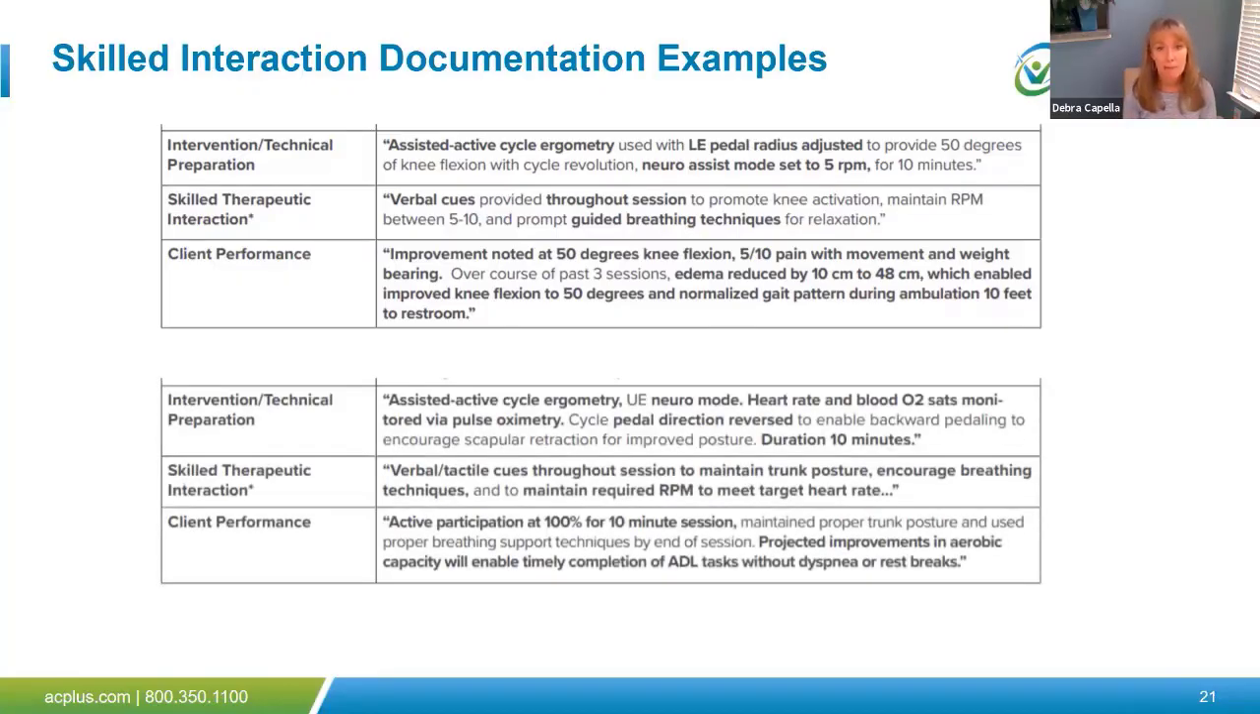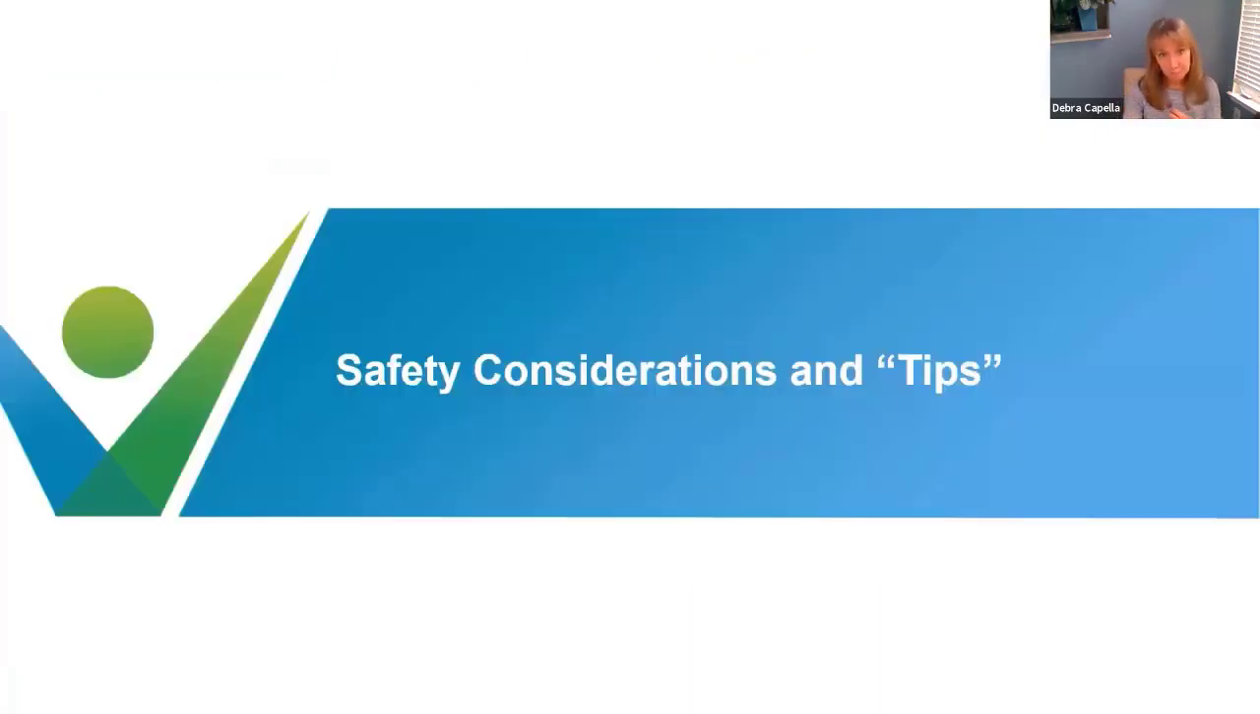Here's another example where we're talking about heart rate, right? So I'm doing the active assisted upper extremity, heart rate and blood O2 sats were monitored with pulse ox. The patient was doing the reverse to enable backward pedaling to encourage postural muscles. They did it for 10 minutes. This is what I did as a therapist, right? Cueing them to maintain that posture, to encourage the breathing techniques, to meet that target heart rate goal with the RPMs, and then it's kind of a summary at the end. So you can see all of those decisions that we made, all of those biofeedback options lend themselves towards that documentation of the skilled and purposeful exercise.